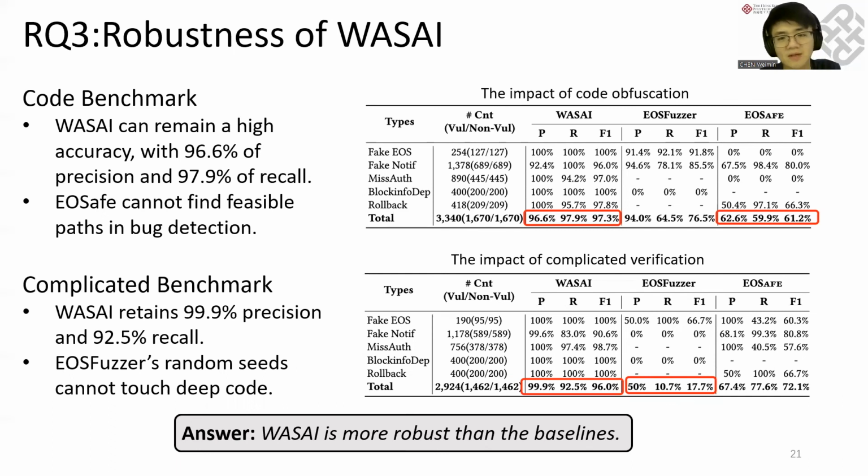In the second benchmark, we inject complicated checks into the samples in RQ2. For example, we assert that one input data must be equal to some specific constant. We found that WASAI still retains high performance, while EOSFuzzer, another dynamic fuzzer, has poor performance because EOSFuzzer cannot touch the deep code of the smart contracts. As a result, WASAI is more robust than the baselines.